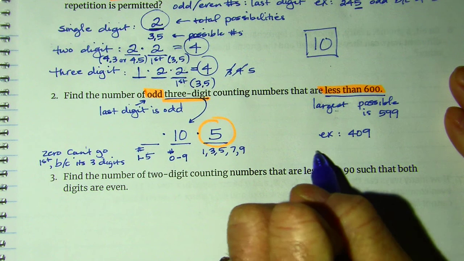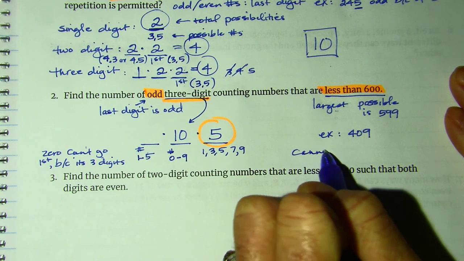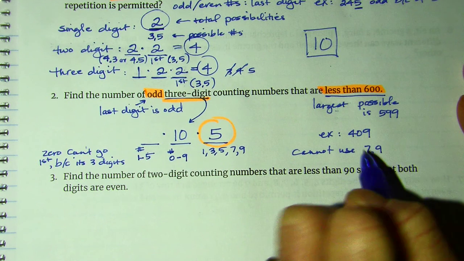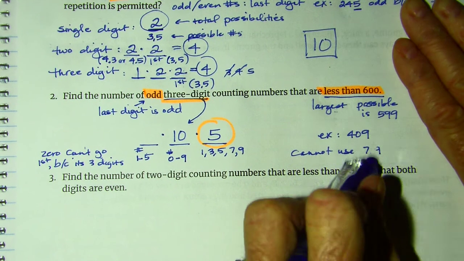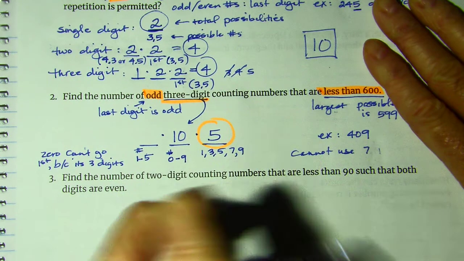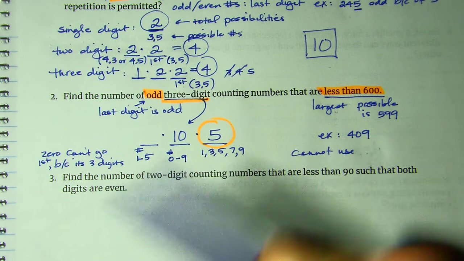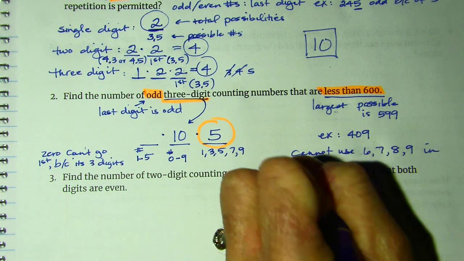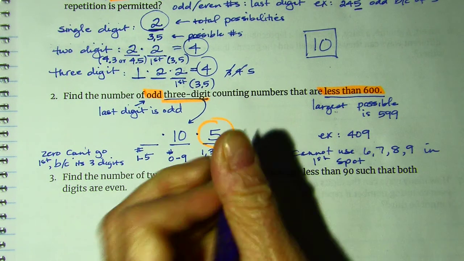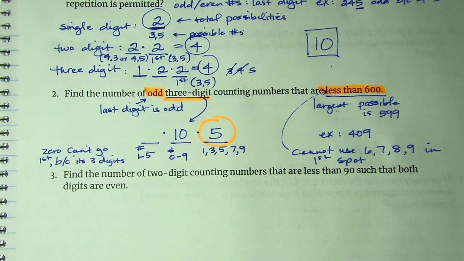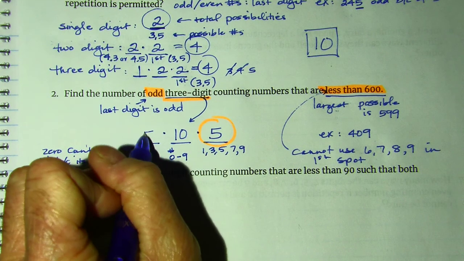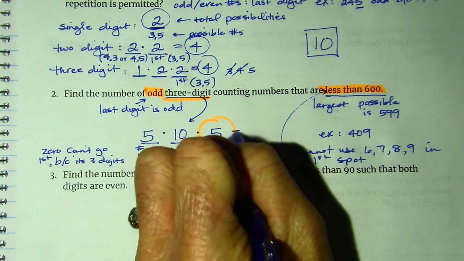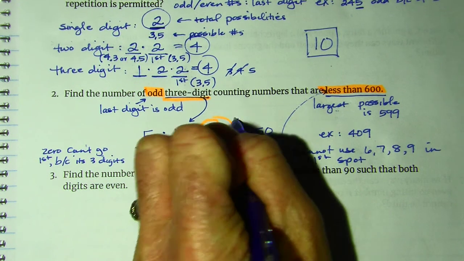I cannot use 6, 7, 8, or 9 in the first spot because my numbers are less than 600. So the number of options here is 5. So 5 times 10 is 50, times 5, I have 250 possible numbers.